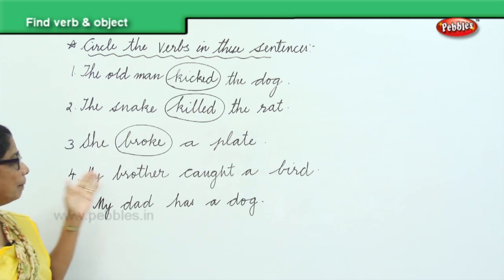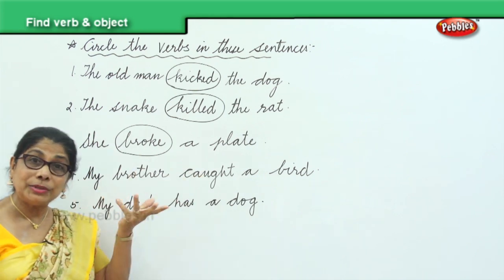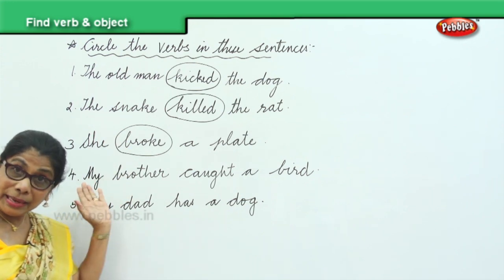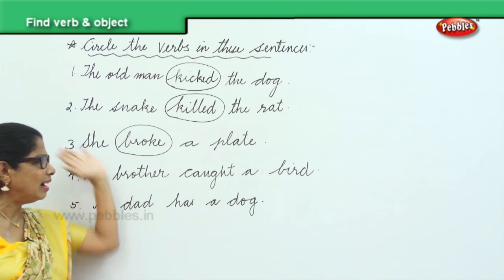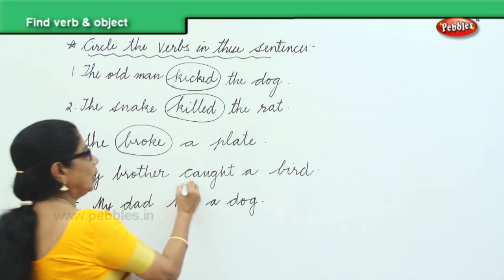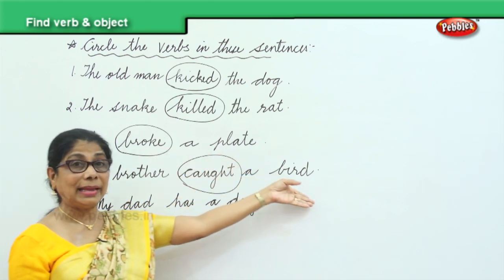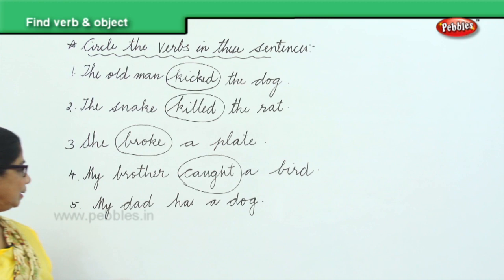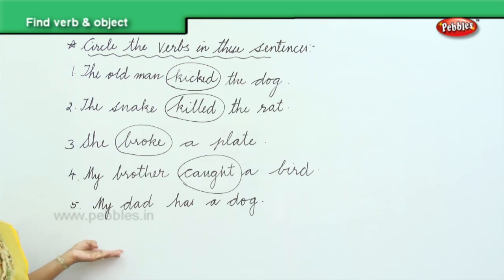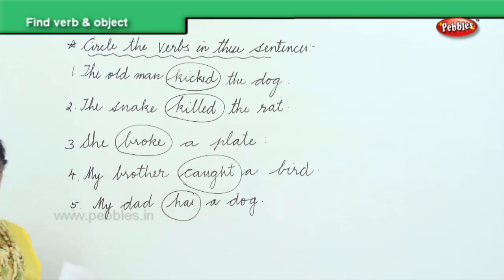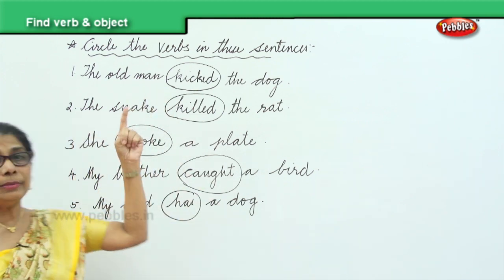Now, in the next sentence, my brother caught a bird, which is the subject? The main person is my brother. What is he doing? What has he done? He caught. That's the verb. My brother caught what? What is the object he's been catching? The bird, a bird. Here, what is the subject? My dad. What does he have? He has a dog. That's a verb. He has. What is the object? Dog.